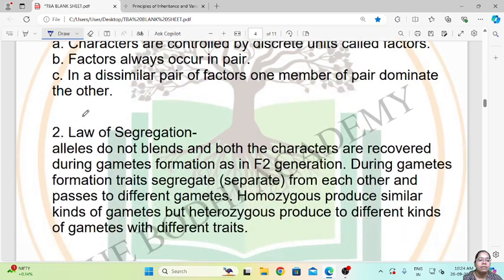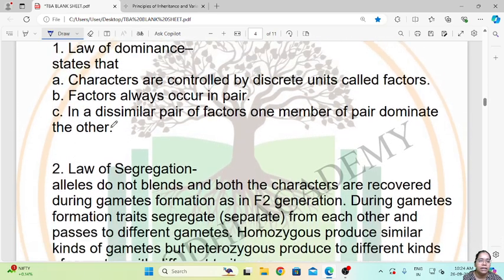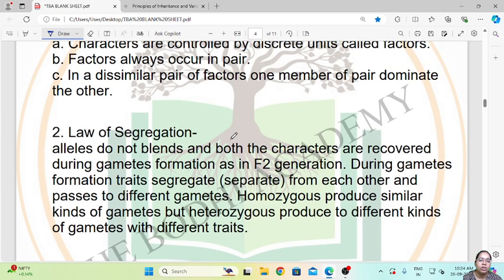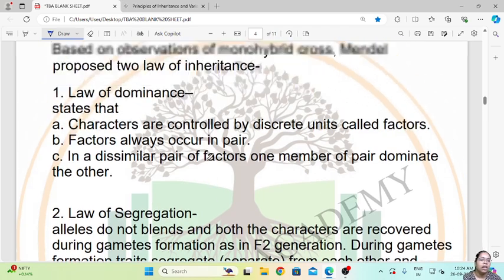Then we will see the second law of inheritance, that is the law of segregation. Alleles do not blend and both the characters are recovered during gamete formation, as in the F2 generation. During gamete formation, traits segregate, that is, they separate from each other and pass to different gametes. Homozygous produces similar kinds of gametes, but heterozygous produces different kinds of gametes with different traits, one dominant and one recessive. But in homozygous, it will be only either dominant or recessive. So this was about the law of segregation and the law of dominance.